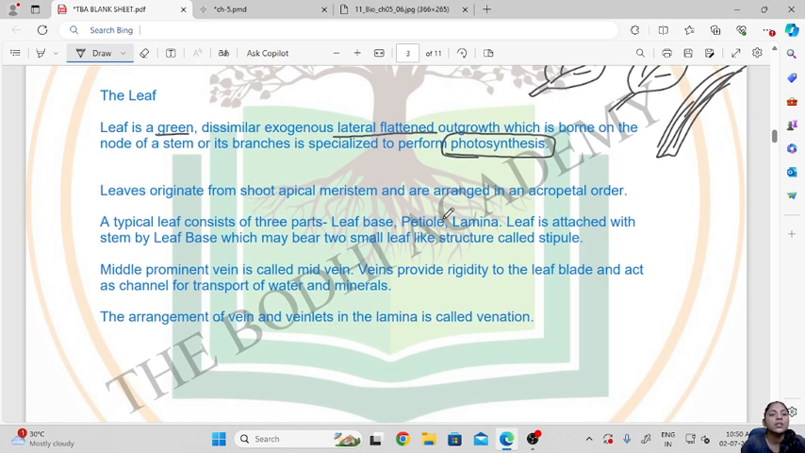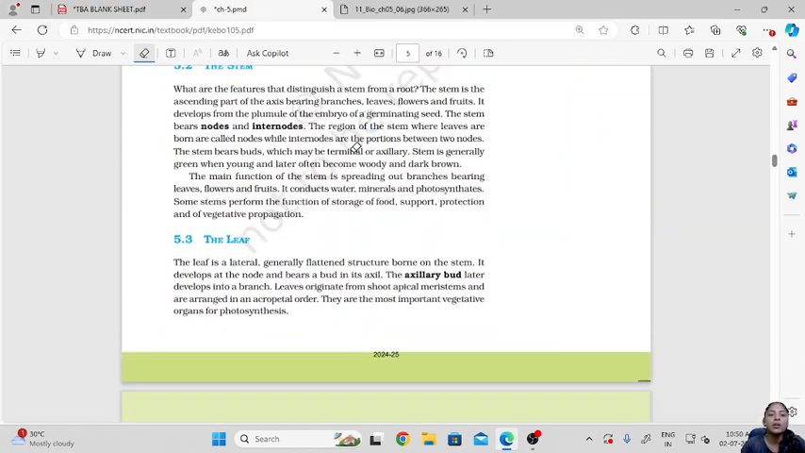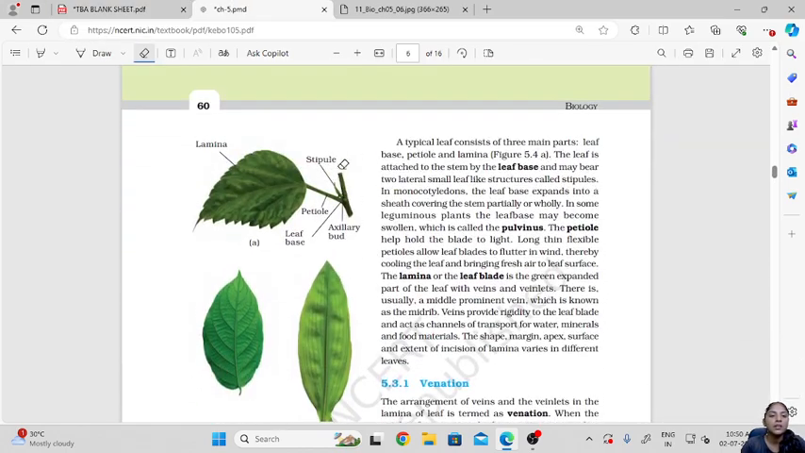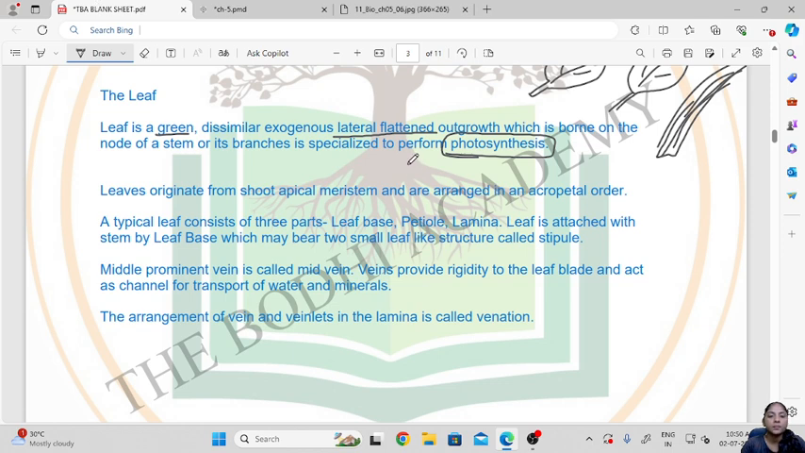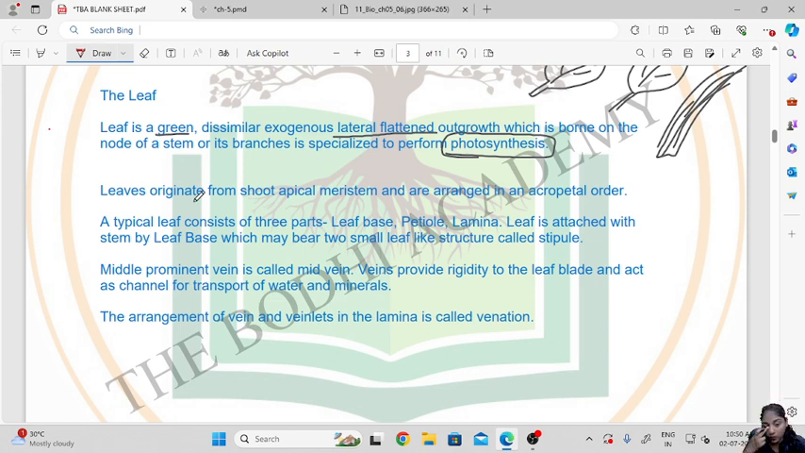Then the leaves originate from the shoot apical meristem and are arranged in acropetal order. A typical leaf consists of 3 parts. Okay, so let us see the 3 parts of a leaf. Here we can see, this is a diagram. So the leaf consists of a leaf base, a petiole and a lamina.